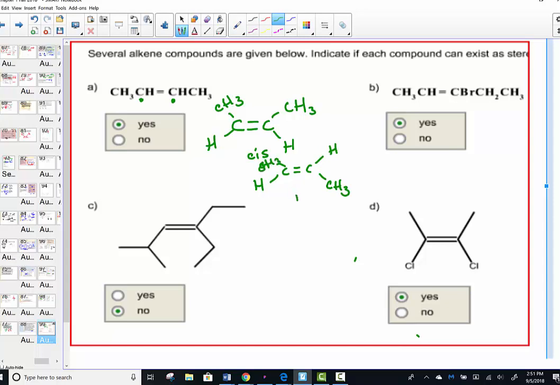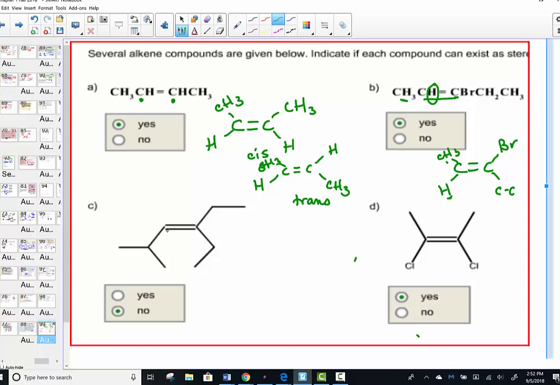I'm getting there. There's the trans. This has a double bond, the carbon-carbon double bond. I have one side is a methyl group, and the other side is a hydrogen. See, this hydrogen is attached to this carbon, and then the methyl is attached to that carbon in the double bond. This carbon has a bromine and an ethyl group. We could have easily switched the bromine and the ethyl group the opposite direction to create the opposite stereoisomer.